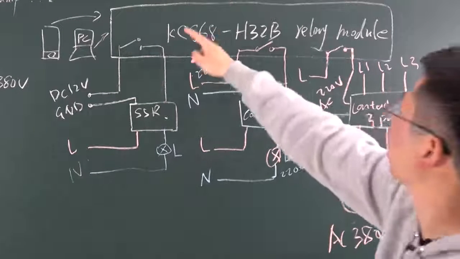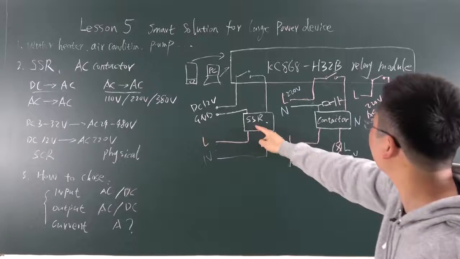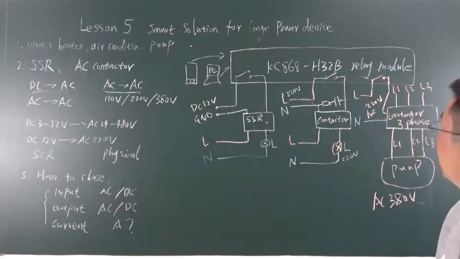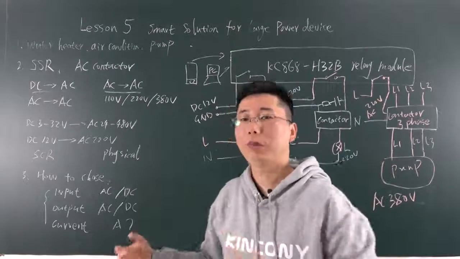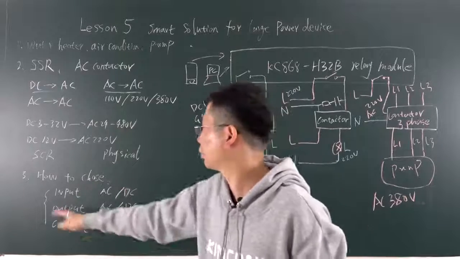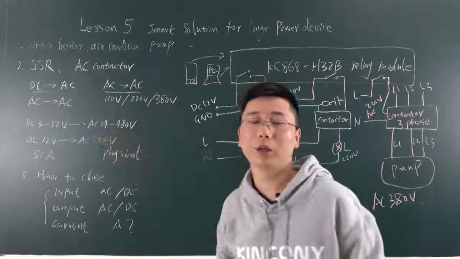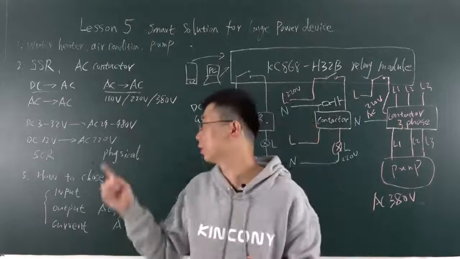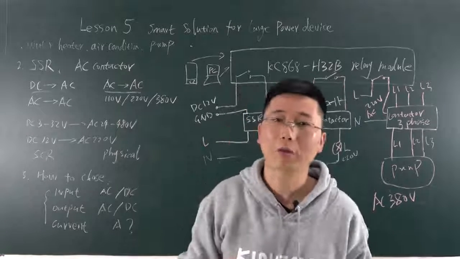So this is a 32-bit relay module controlled by the SSR and the contactor in different typical ways. This is a solution for controlling large power devices. According to this, you can choose to use an SSR or an AC contactor connected to your relay module. Any relay module, just connect with these two types, and you can extend your power.